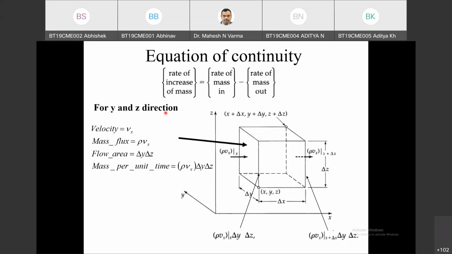Roll number 8, Ali. So how to get accumulation? Sir, accumulation is the rate of increase in mass for this control volume.